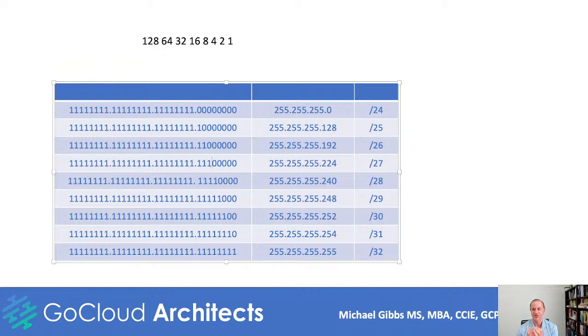So 256. The way this would work exponentially is you would have a 1, a 2, a 4, an 8, a 16, a 32, a 64, and a 128. Because that's the way it exponentially would work, and we subnet from left to right, meaning we're borrowing bits from the hosts. So how do we get to 256? Let's take 128 plus 64 plus 32 plus 16 plus 8 plus 4 plus 2 and plus 1.